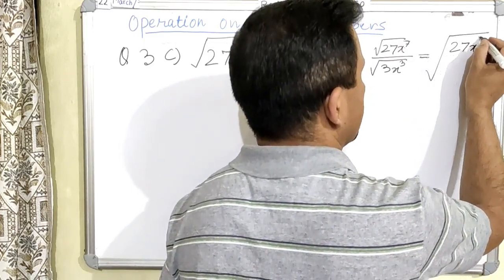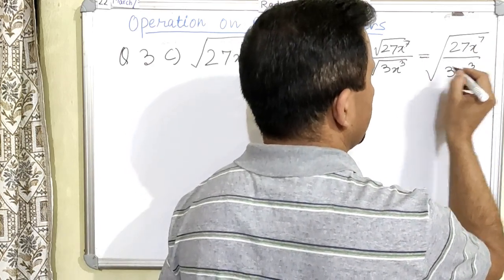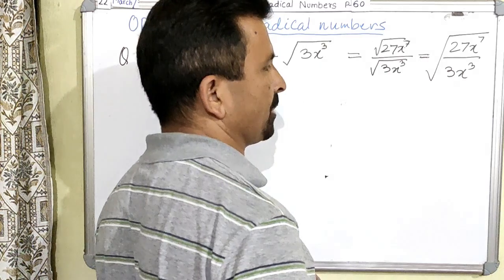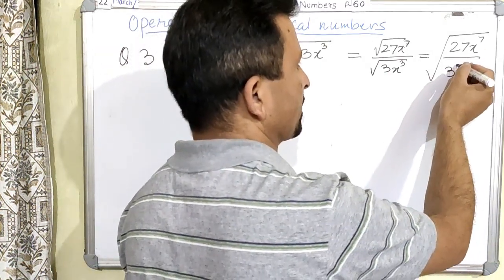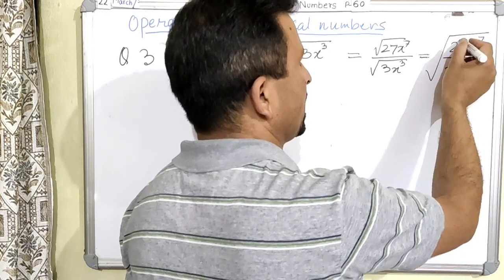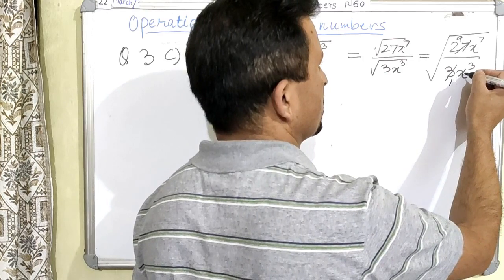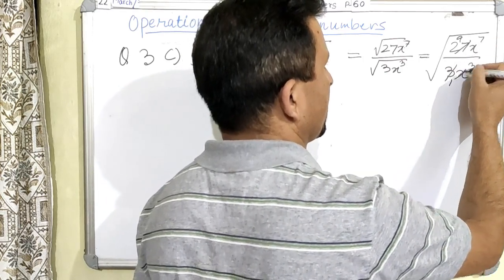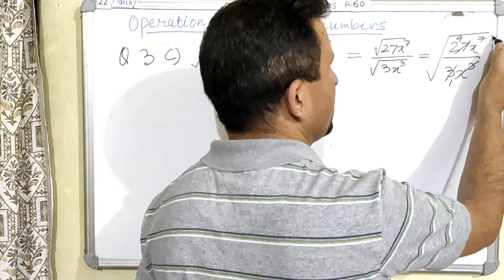27x to the power 7 divided by 3x to the power 3. Right, and after this we will simplify and reduce the radical number. So the number will be simplified first of all. 3 1s are 3 and 3 9s are 27. This is x to the power 3, this is x to the power 7, so this will be completely vanished and this power will be reduced by 3, so 7 will become 3.